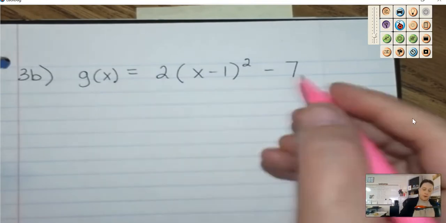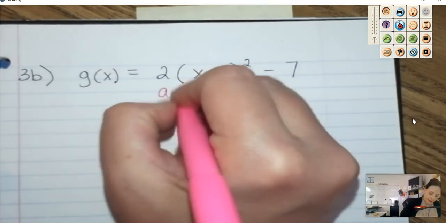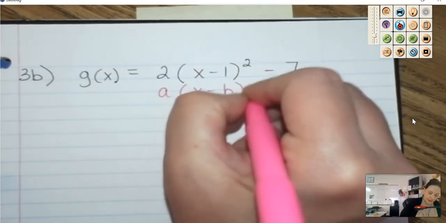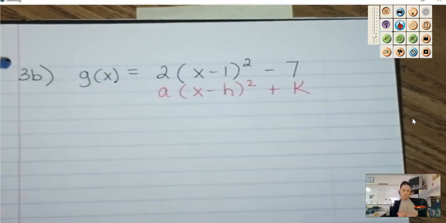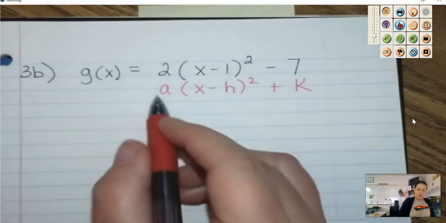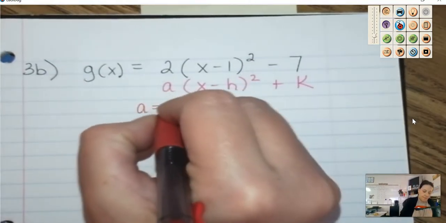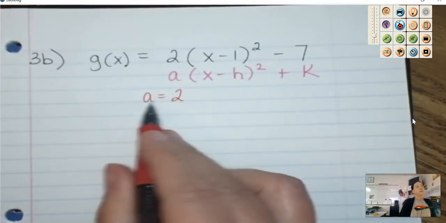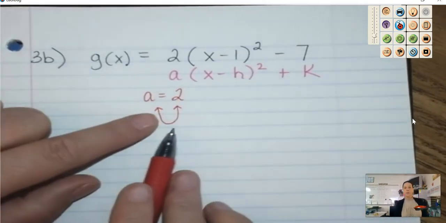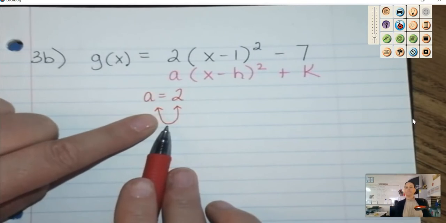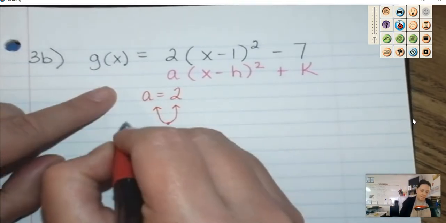Okay, underneath I'm going to write vertex form. So a times (x minus h) squared plus k. So a is 2. And since it's positive, I know the graph, when I graph it, will be opening upwards. So it'll have a minimum value.